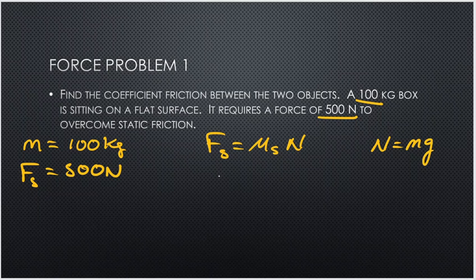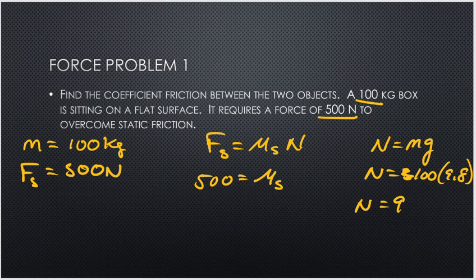So in this case, we can say that 500 equals mu times N. N is m times g, so let's find N real quickly. That's 100 times 9.8. N equals 980. Mu then is going to be equal to 0.5. Notice that the normal force is mass times gravity, a force, which is in newtons. When we take 500 newtons and divide it by 980 newtons, we get no units for mu.